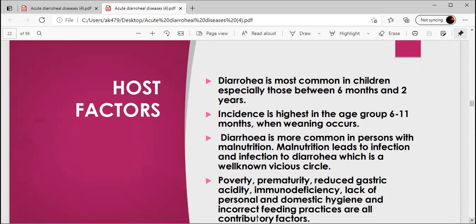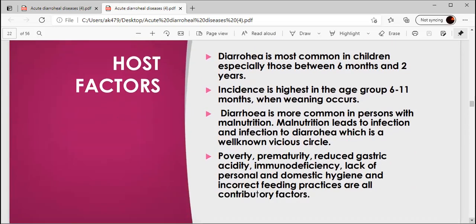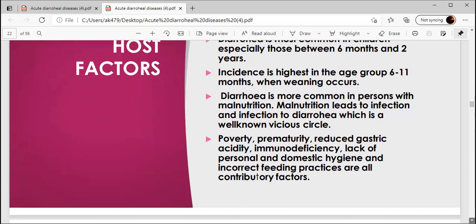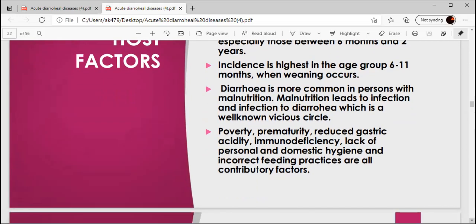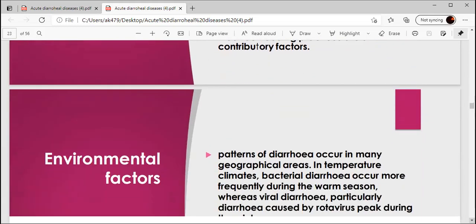Host factors. Diarrhea is the most common in children, especially those between 6 months and 2 years. Incidence is highest in the age group 6 to 11 months when weaning occurs. Diarrhea is more common in persons with malnutrition. Malnutrition leads to infection and infection to diarrhea, which is a well-known vicious cycle. Poverty, prematurity, reduced gastric acidity, immunodeficiency, lack of personal and domestic hygiene, and incorrect feeding practices are all contributory factors.